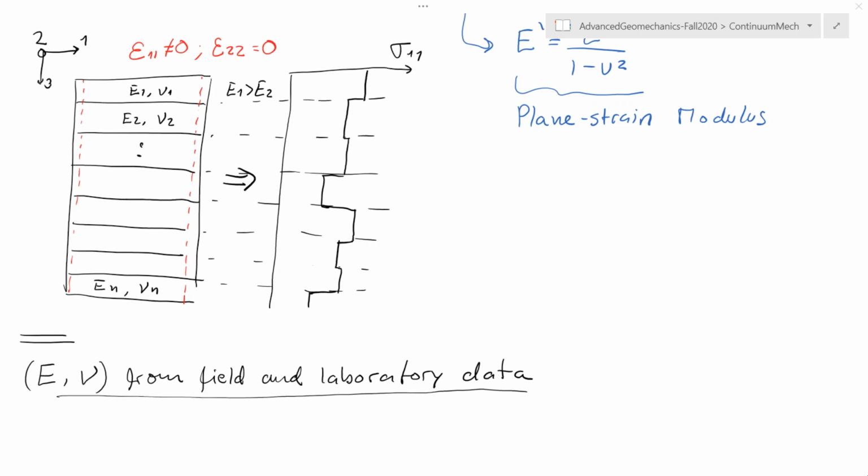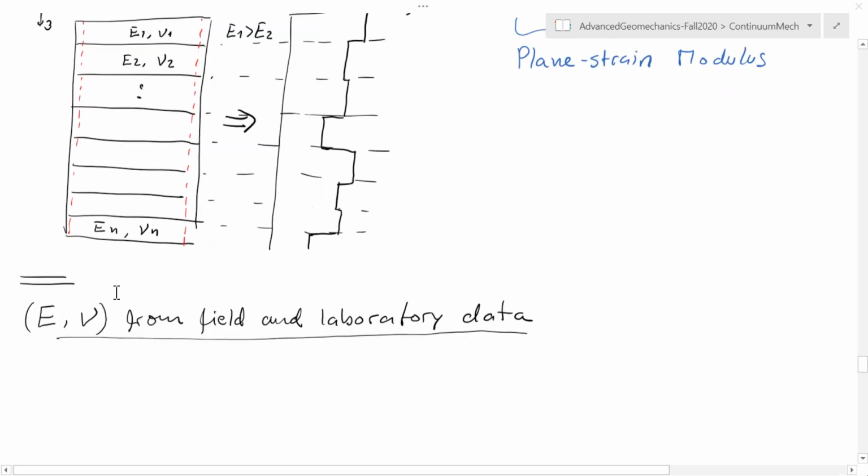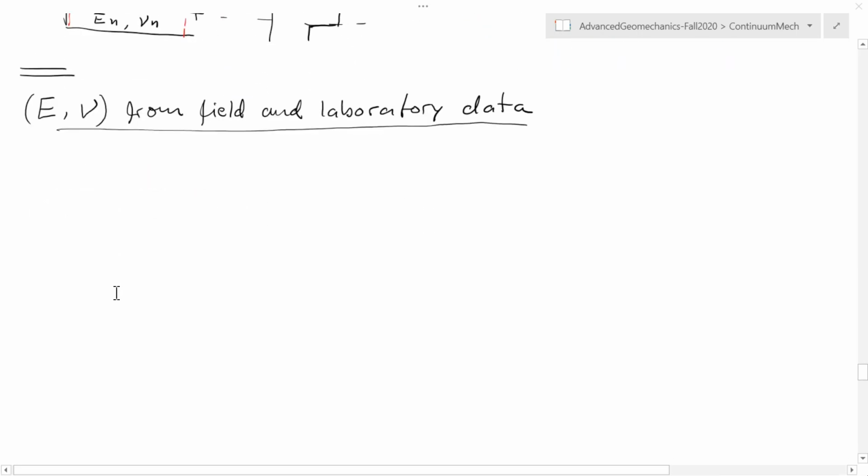All right, so now that we have our mechanical model in order to predict stresses, all that is left is just to obtain the material properties at the given site. And this is going to be done through a combination of field and laboratory data. In the laboratory, we're going to measure what are called static and dynamic properties.